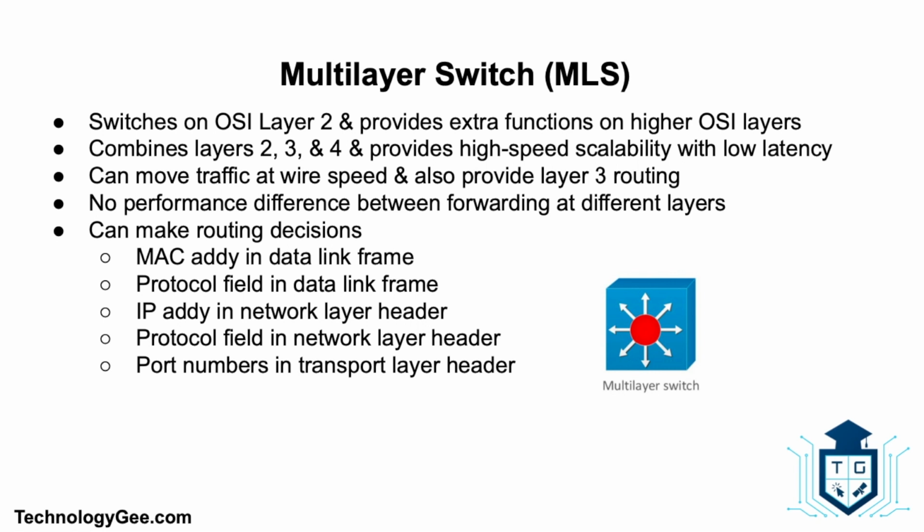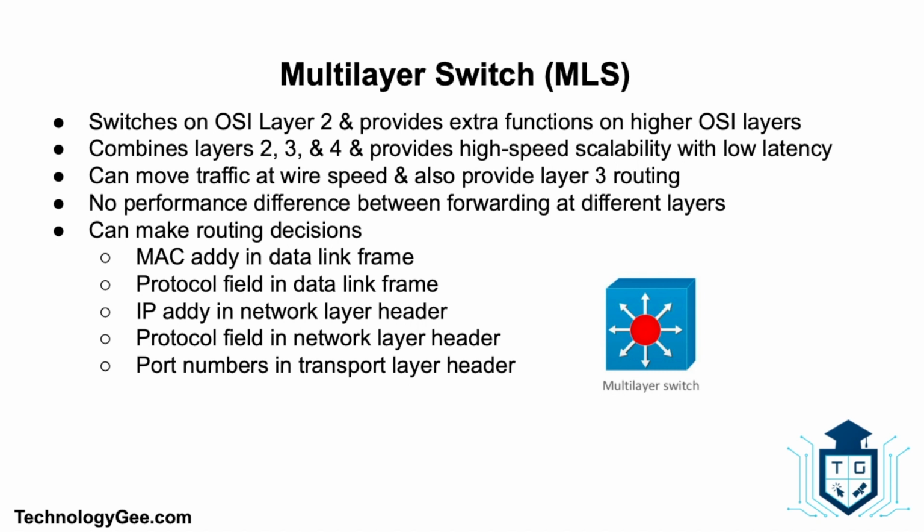A multi-layer switch is a computer networking device that switches on OSI layer 2 like an ordinary network switch and provides extra functions on higher OSI layers. Multi-layer switching combines layers 2, 3, and 4 switching technologies and provides high-speed scalability with low latency. Multi-layer switching can move traffic at wire speed and also provide layer 3 routing.